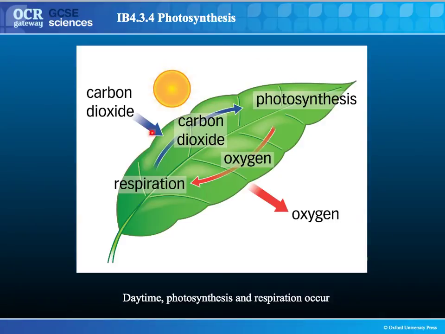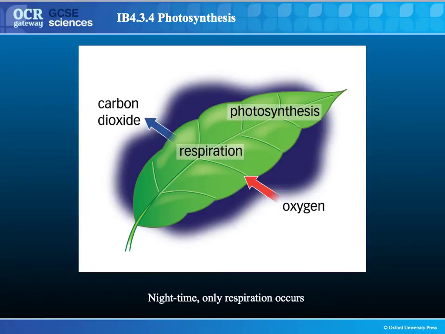This is a picture of a leaf during the daytime. We've got carbon dioxide being taken into the plant and used in photosynthesis. It produces oxygen. Some of it is given out as a waste product, some of it is used for respiration, which produces carbon dioxide. So we've got both of these processes happening during the day in the plant. However, at night time, photosynthesis cannot occur because there is no light. But respiration does occur, where we've got the oxygen taken in from outside and carbon dioxide given out as a waste product.